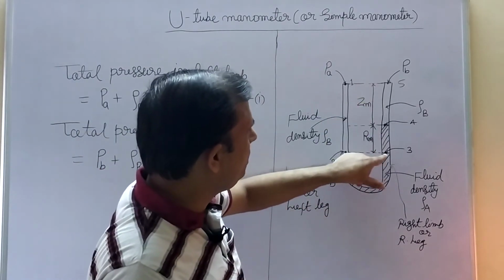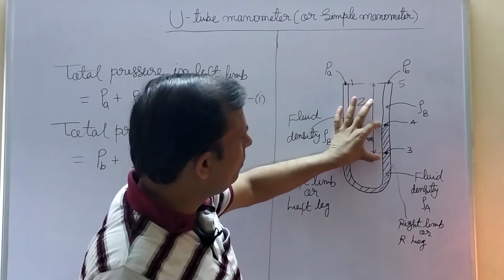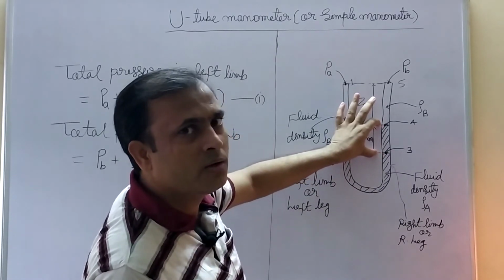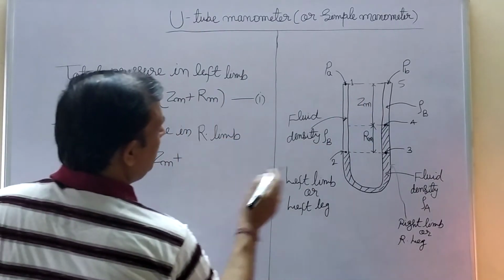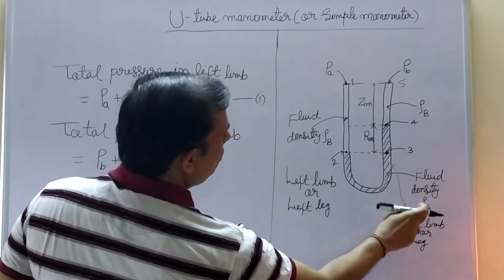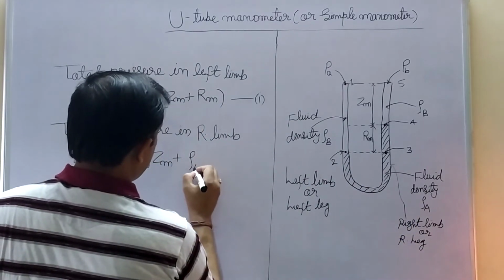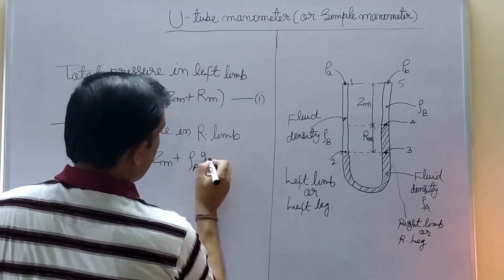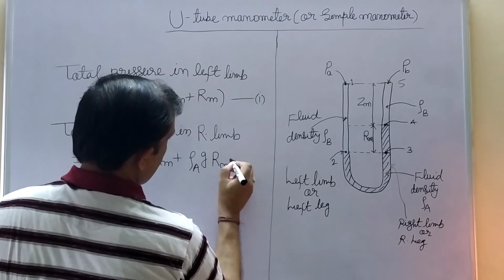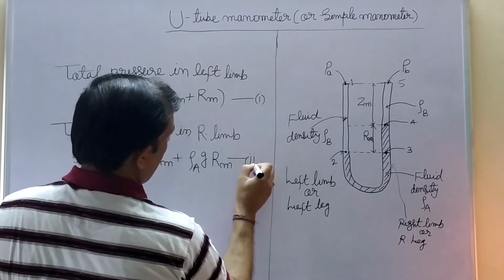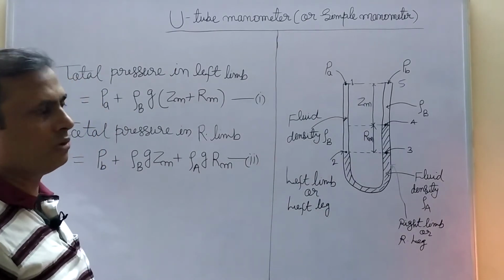here the pressure at point 3. The pressure at point 3 means the weight of this fluid. This is a different fluid. This is the mercury or manometric fluid. So the density of this fluid is rho A, which we have written here. So rho A g h, where h means Rm. So now we can balance both.